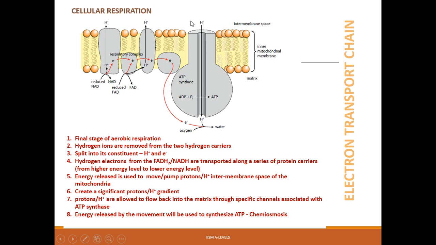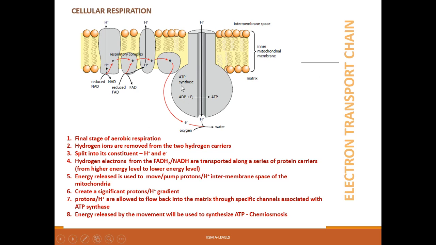Once there is a very good build-up of the hydrogen ions, they will eventually move back into the matrix through specific protein channels at the end of the ETC. The movement is down the concentration gradient, because there are too many hydrogen ions built up in the intermembrane space. They will move back to the matrix through a specific protein channel at the end of the ETC.